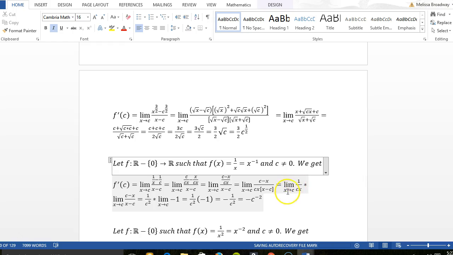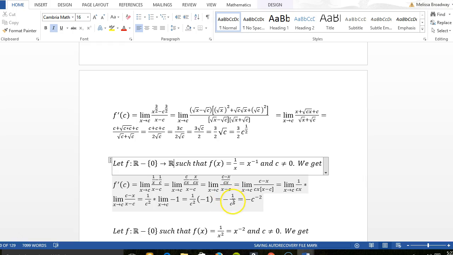Okay, so we get limit x goes to c of 1 over cx times limit x goes to c of c minus x over x minus c. But that first guy is 1 over c squared, and this guy right here is just negative 1. The limit of negative 1 is just negative 1, so we multiply these two, 1 over c squared times negative 1, that's just the negative of 1 over c squared. You could put the negative either up here or down here, but if you put it down there, don't use parentheses. I'm just going to leave it out here to the side.